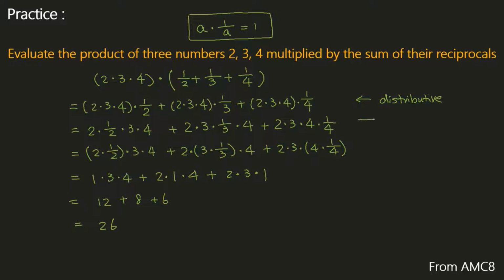And in this step here, we use the commutative property of multiplication. And in the next step here, we use the associative property of multiplication. And in here, we apply the definition of reciprocal. Okay? So the final answer is 26.